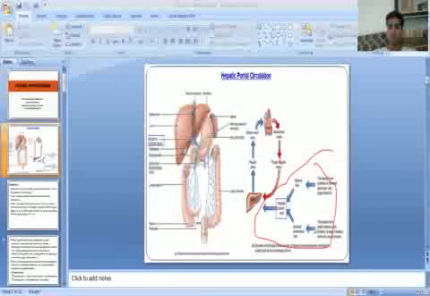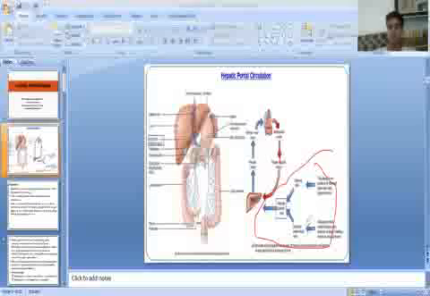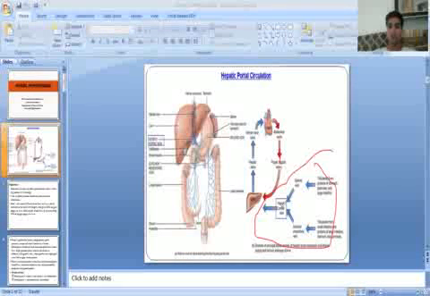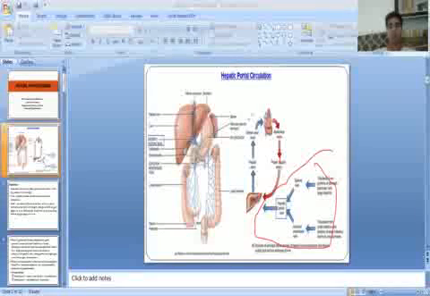The splenic vein and superior mesenteric vein drain blood into the hepatic portal vein, and it drains into the liver. Yes, students.